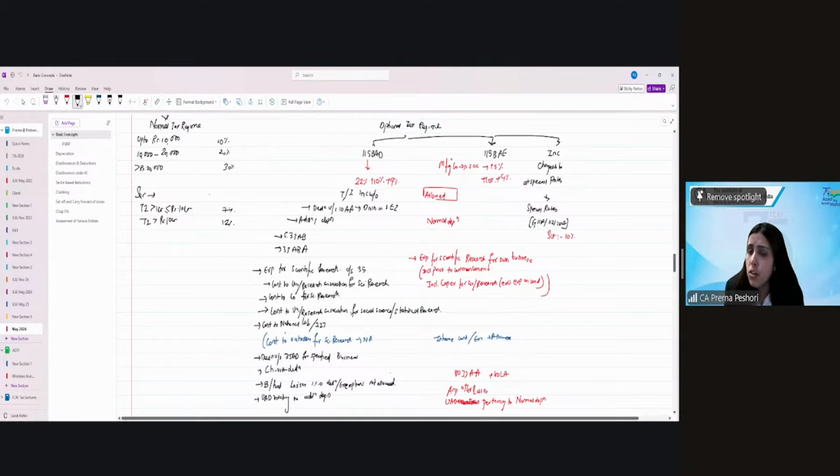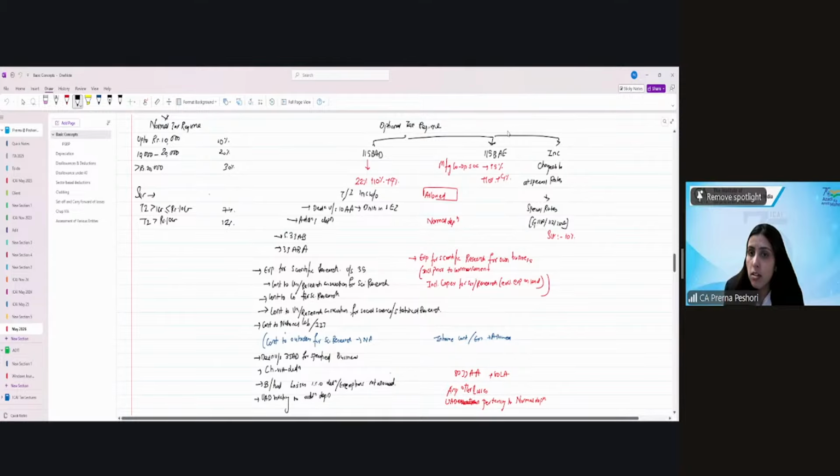Or for the manufacturing cooperative society, it is 15% plus 10% plus 4%. But the condition is that the cooperative society should be engaged in the manufacturing of goods or generation of electricity. Same just like your 115BAB and 115BAA. Same thing. Yes, there's nothing different over here.